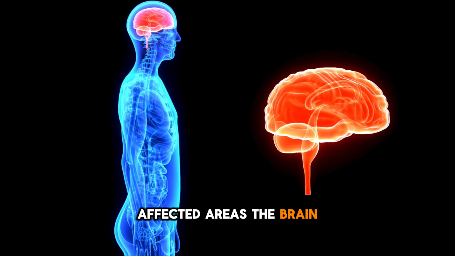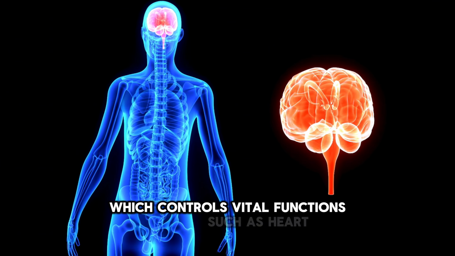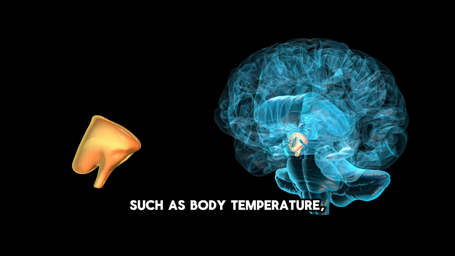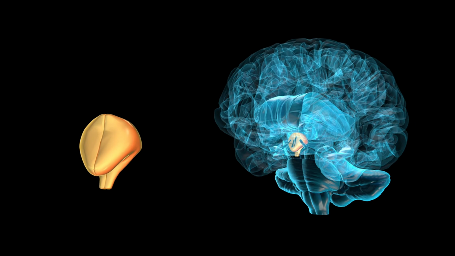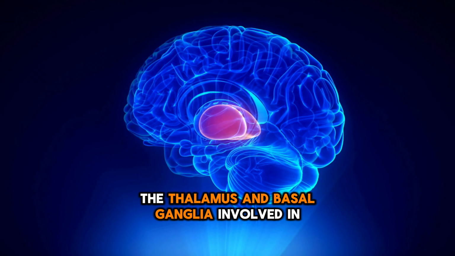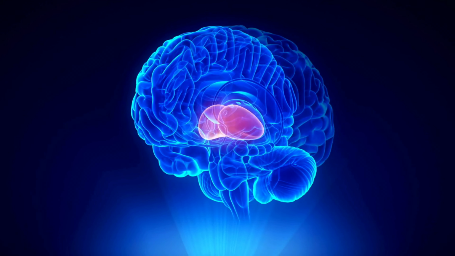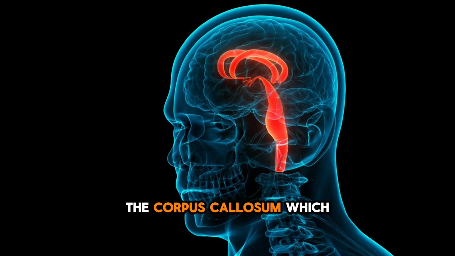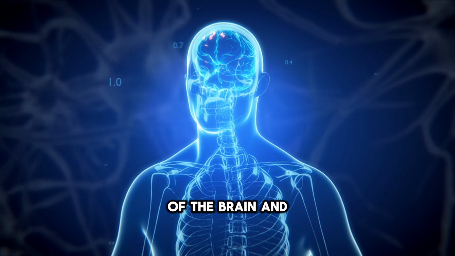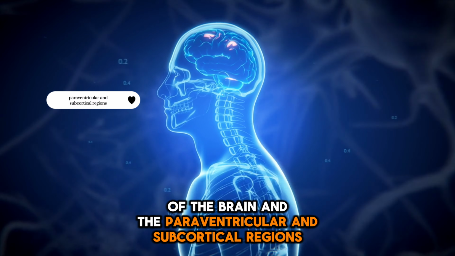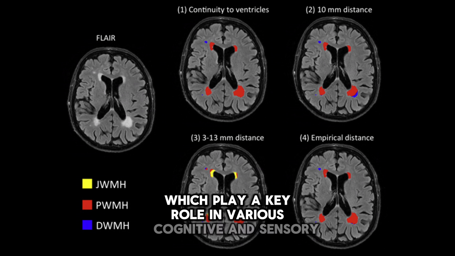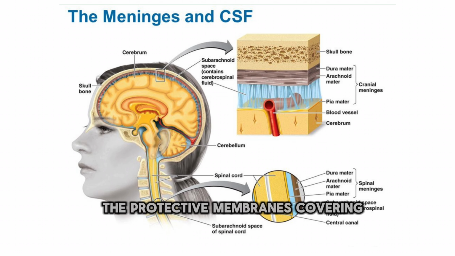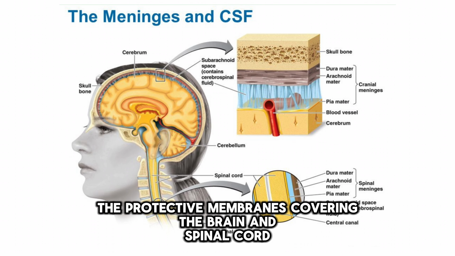Affected areas. The brainstem, which controls vital functions such as heart rate and breathing. The hypothalamus, which regulates neuroendocrine processes such as body temperature, hormonal balance, and sleep. The thalamus and basal ganglia, involved in sensory and motor control. The white matter, crucial for signal transmission within the brain. The corpus callosum, which connects the two hemispheres of the brain, and the periventricular and subcortical regions, which play a key role in various cognitive and sensory functions. And in some cases, the meninges, the protective membranes covering the brain and spinal cord, may also be involved due to inflammation.